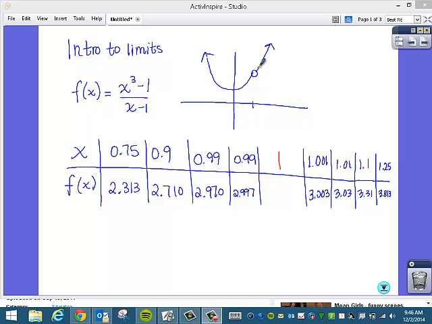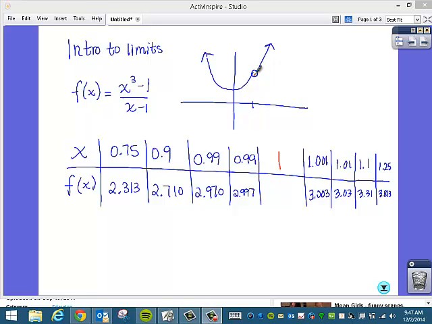So in this example, f of x equals x cubed minus 1 over x minus 1. If you factored this out, you would end up canceling out x minus 1, so you have a hole at 1. So when you graph this, it looks like this, and you have a hole at 1.